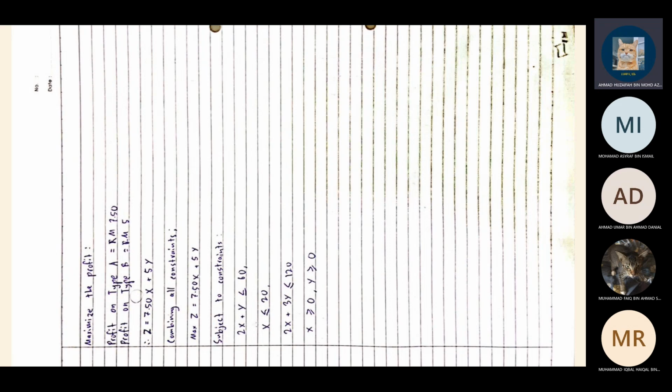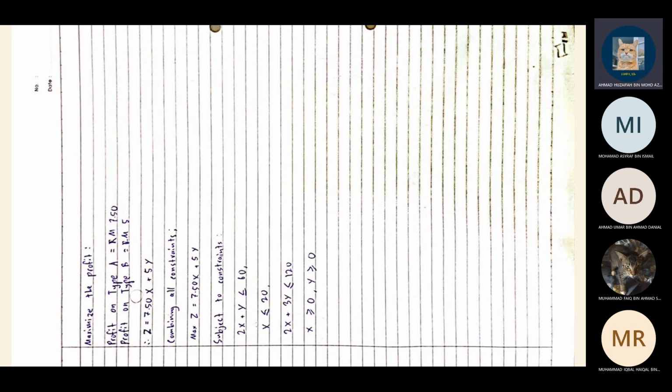So next is to maximize the profit. Profit on type A is RM 7.50. Profit on type B is RM 5. So we use Z equal to 7.50x plus 5y. Combining all constraints makes Z equal to 7.50x plus 5y.